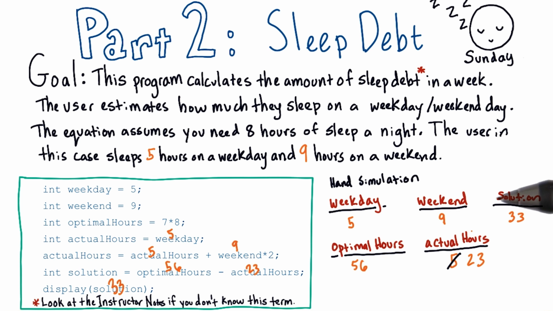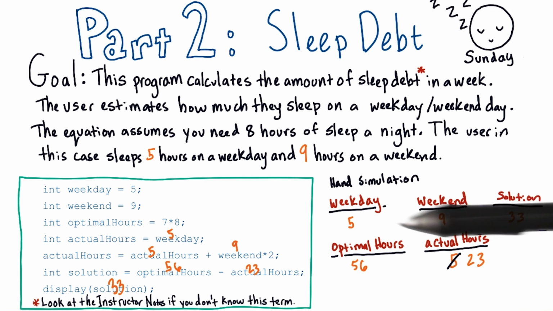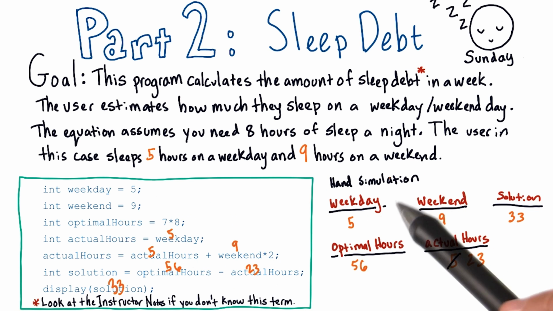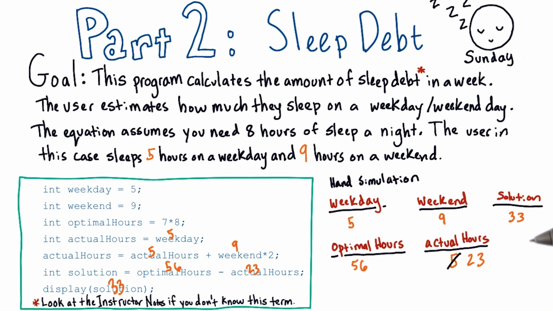But the real question is, did it do the right thing? Is there a logical error somewhere in here? Or is somebody who sleeps 5 hours on a weekday and 9 hours on a weekend night going to have 33 hours of sleep debt at the end of the week? And I want to know what you think.